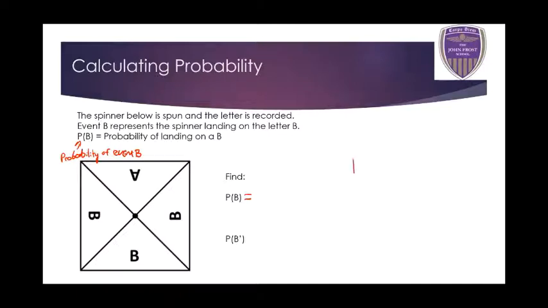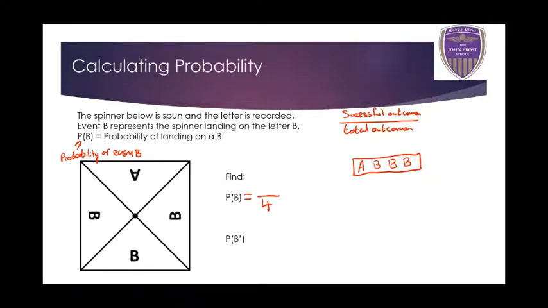Let's think about this now. How many different outcomes are there on the spinner? If we start from the top, we've got A, then we've got B, then we've got B, then we've got B. So these are all the different outcomes. And if we remember our formula, successful outcomes divided by total outcomes. We know there are 4 total outcomes, so the number on the bottom will be 4.